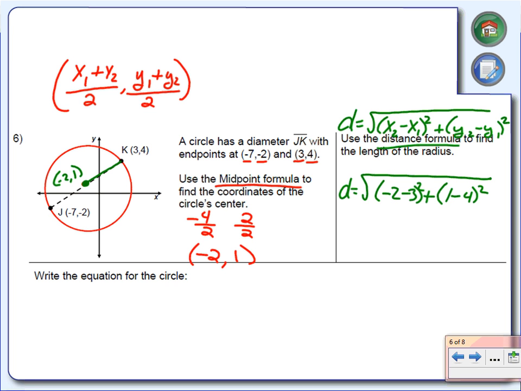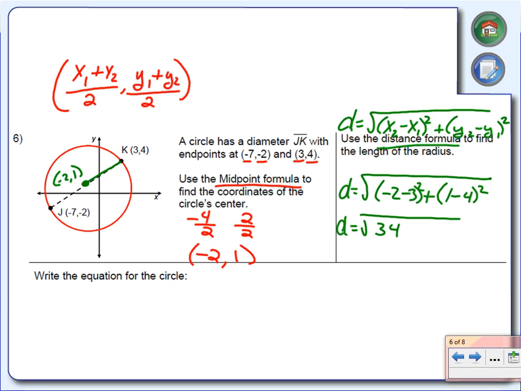So what I need you guys to do is go to your calculators, and I want you to do everything that's underneath the square root. So in your calculator, you're going to put parentheses, negative 2 minus 3 squared plus 1 minus 4 squared. What do we get? 34. So the distance from the center to that point 3, 4 is the square root of 34.